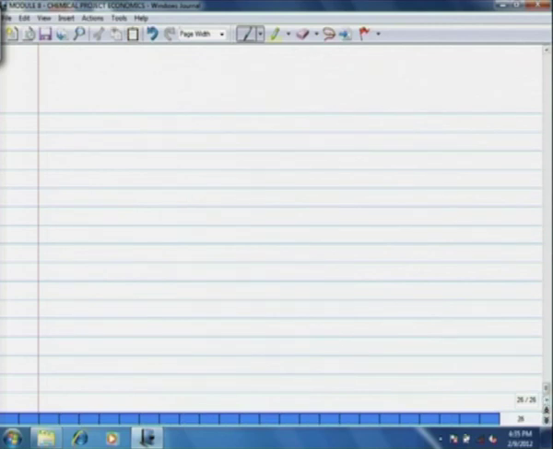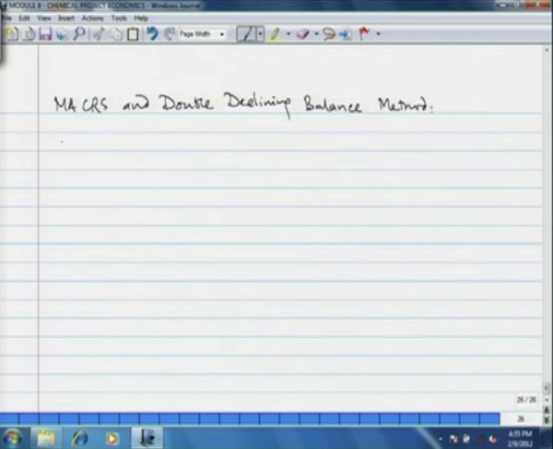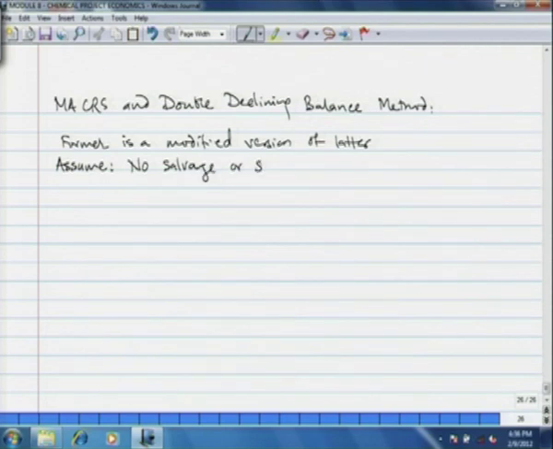Now, let us see the MACRS method, modified accelerated system. But before that, we shall see the double declining balance method, because MACRS method is based on the classic double declining balance method. The former or MACRS method is a modified version of the latter. Here we assume no salvage value or scrap value, and then half year conventions are usually used.